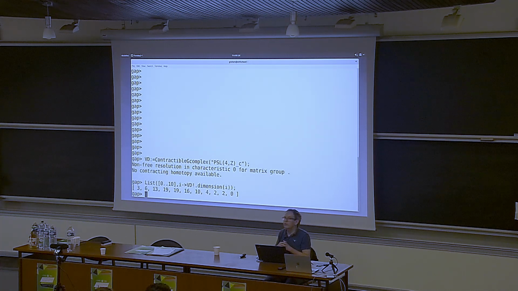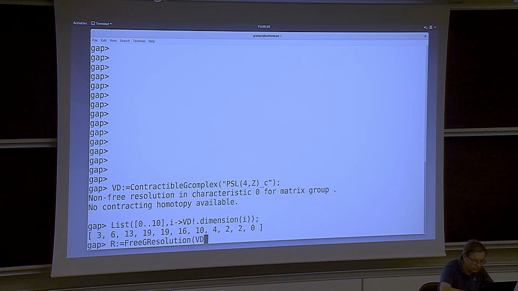So now we use the functionality of permutation groups and polycyclic groups. In this case, all the stabilizer groups will be finite. We'll build a resolution for each stabilizer group and piece it all together. So I'll do that now. R is what I'll call the resolution. Now this R equals free G resolution of VD.